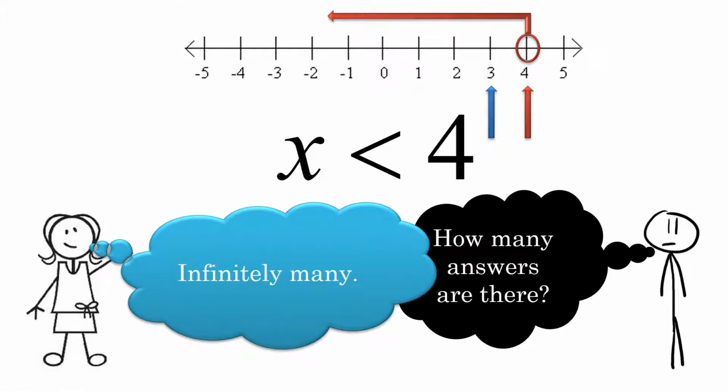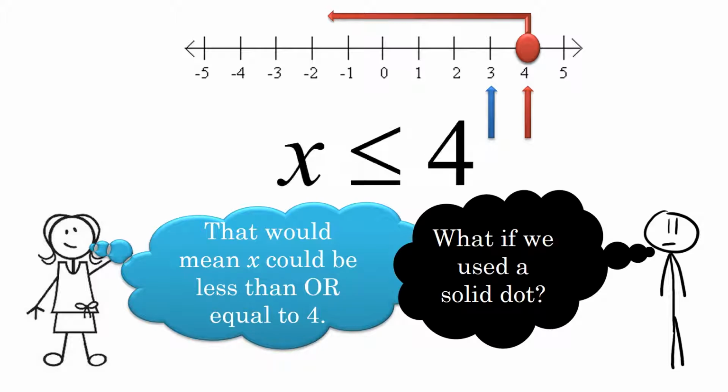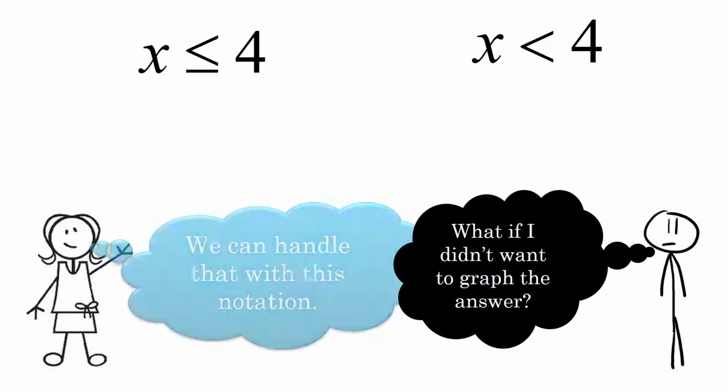Yep, infinitely many. Now, a big idea here is that infinity isn't a number. It's just a concept. Like, we could keep finding smaller and smaller and smaller answers to this, right? So now what if we used a solid dot instead of a circle? What that would mean is that X would be less than or equal to 4. That's fundamentally different because here the biggest answer for X is 4, because 4 is less than or equal to 4. So a little different right there.